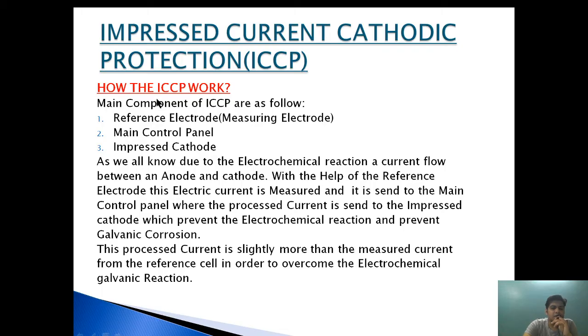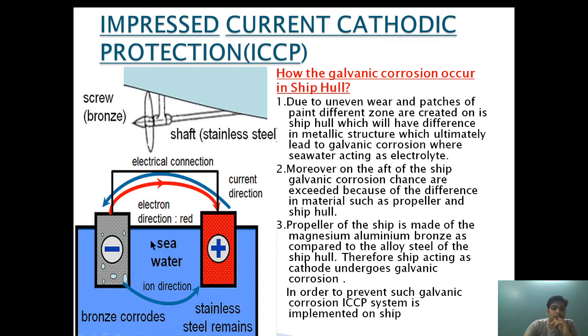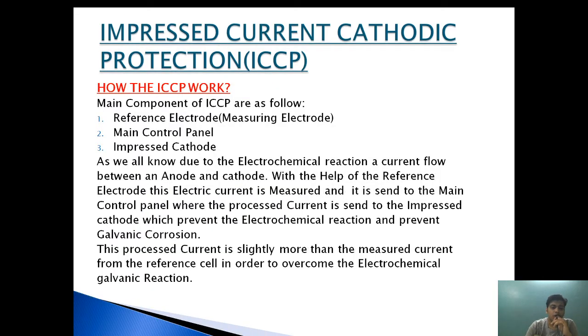Basically, the ICCP consists of three components: reference electrode, main control panel (MCP), and impressed anode. As we all know, due to electrochemical reaction, a current flows between an anode and cathode. As I have told you, the current flow direction is opposite to the electron flow direction, and this current flows if galvanic corrosion occurs.